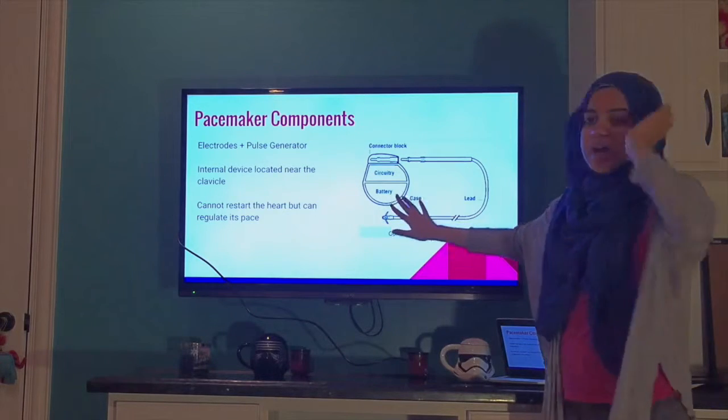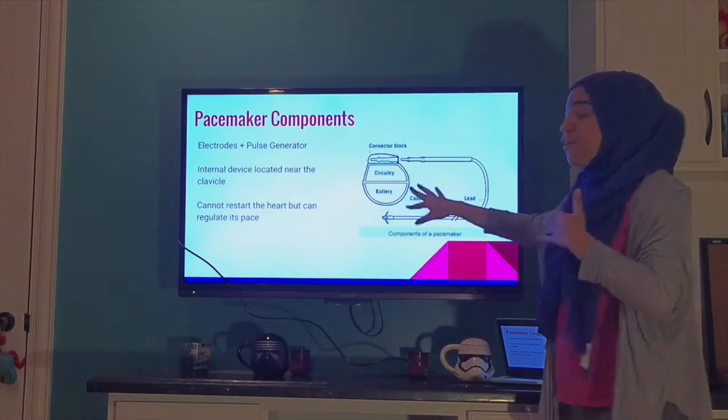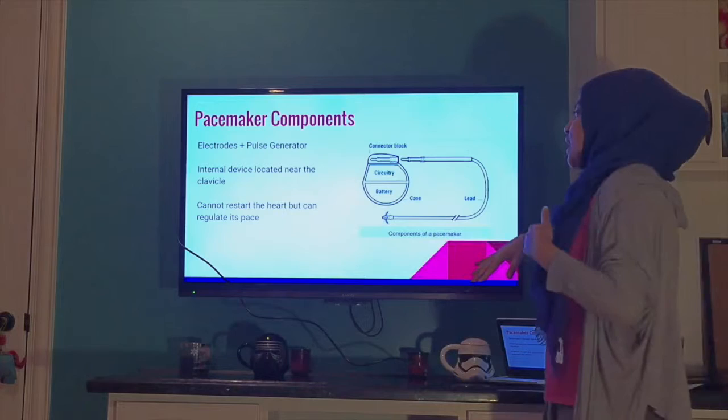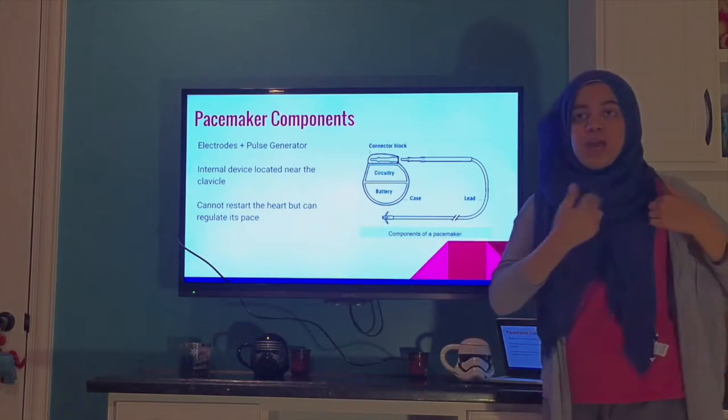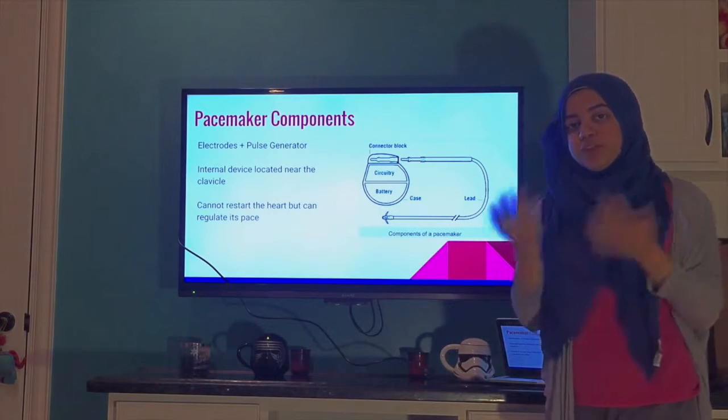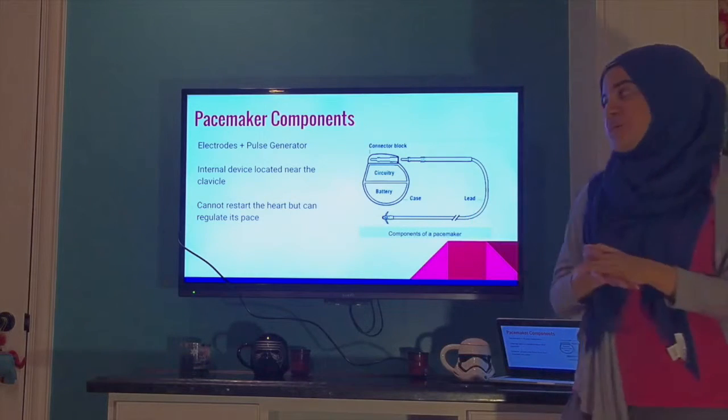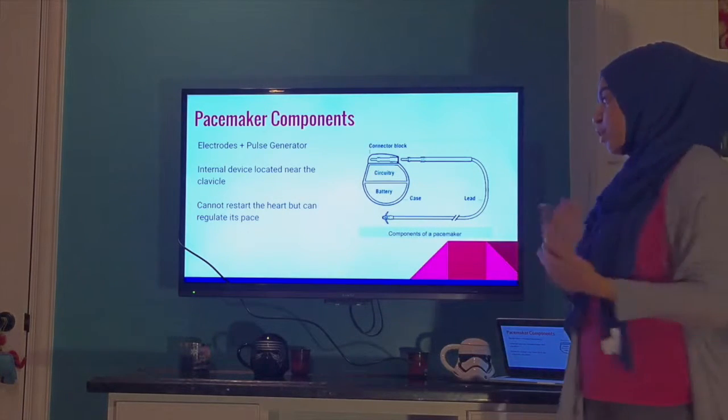And this area will actually sit near the clavicle area, and the lead will actually go into the heart through the atria or the ventricles, depending on the kind of pacemaker that it is, which I will talk about later.